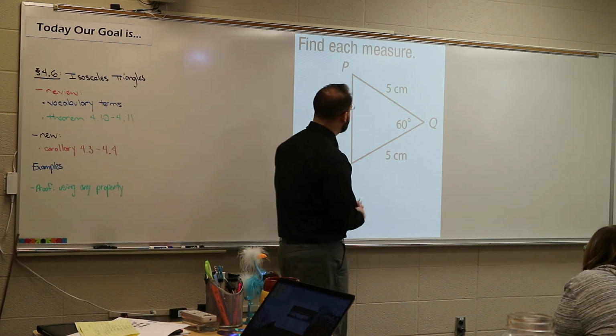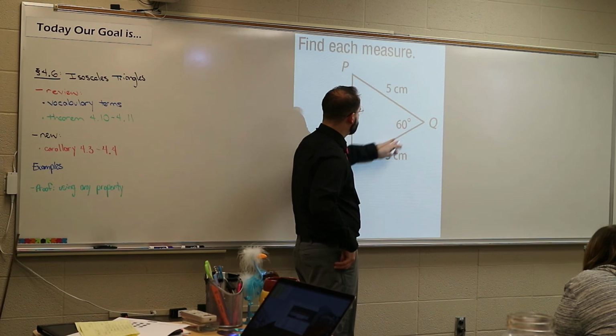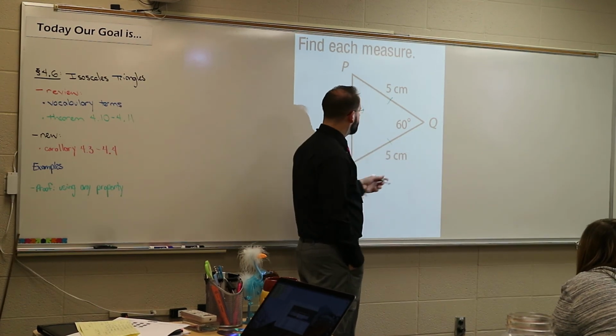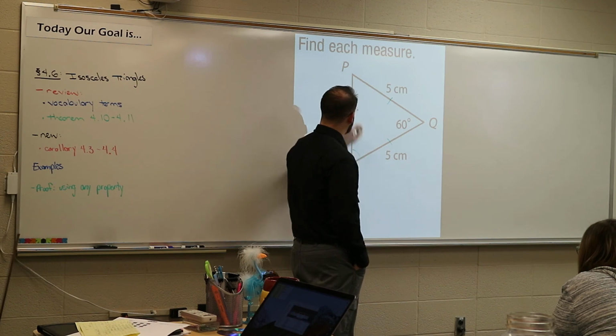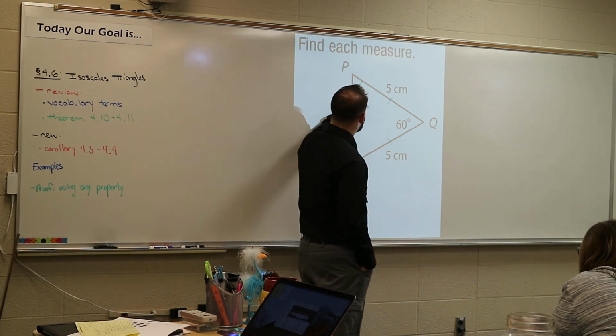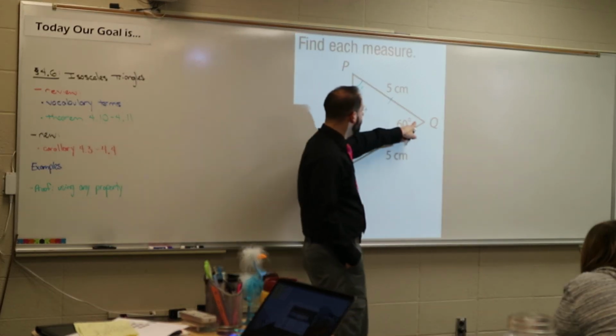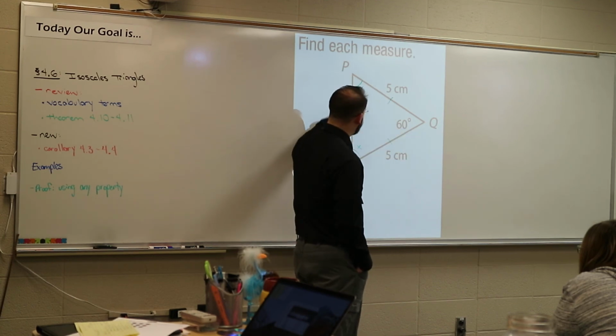So what can you tell me about this triangle as you look at the picture? Isosceles, right? Two walls match. So if it's isosceles, that means certain angles have to be the same, right? So let's call these X's. Those two angles have to be the same. Now that's the vertex angle. That one can technically be a different angle. But these two angles for sure have to be the same angle.